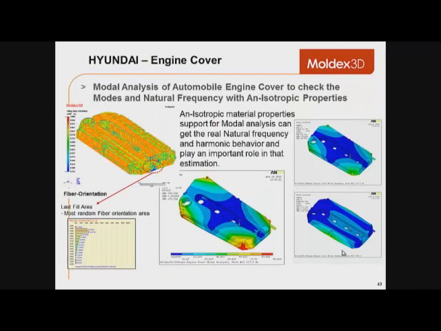Now in this Hyundai engine cover situation, we studied the isotropic material properties support for modal analysis to get the real natural frequency and harmonic behavior. This played an important role in that estimation. And we used the I2 interface to export the fiber orientation to ANSYS, which was then able to run a natural frequency test on the model. With this, we were able to get various natural frequencies caused by various fill times and designs.